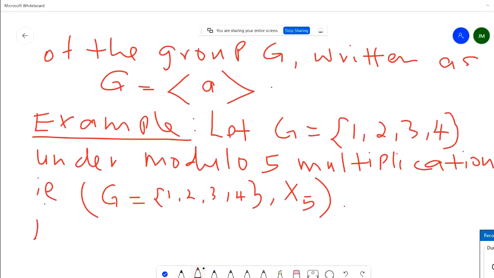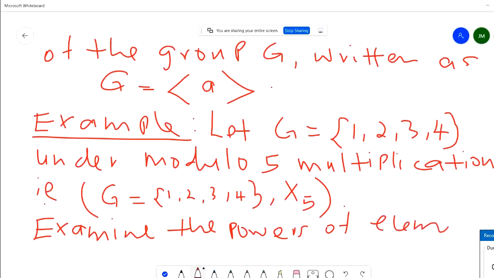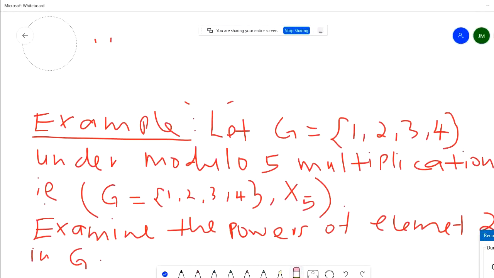So we want to examine the powers of the element 2 in G. In this case now we have identified our A as 2. We want to see if 2 will generate the whole of G. So this element 2 is a member of the set G.